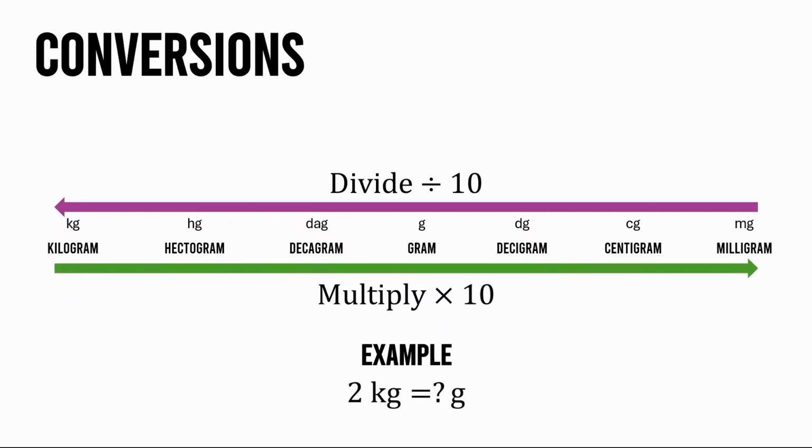In this example, we want to convert 2 kilograms into grams. To go from kilogram to gram, we need to take 3 steps to the right on a unit scale by multiplying by 10 at each step. This is equivalent to multiplying directly by 1000, obtaining 2000 grams. So in total, we multiply 2 by 1000 to get 2000 grams. 2 kilograms corresponds to 2000 grams.